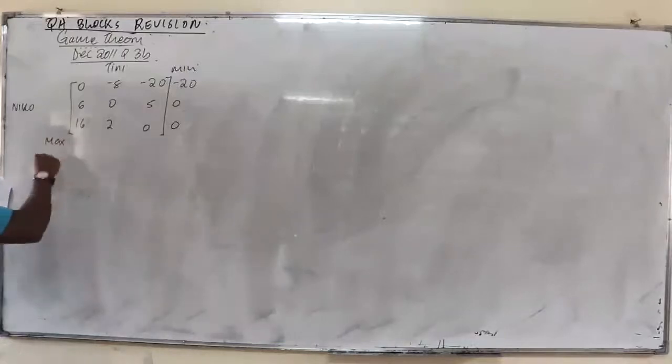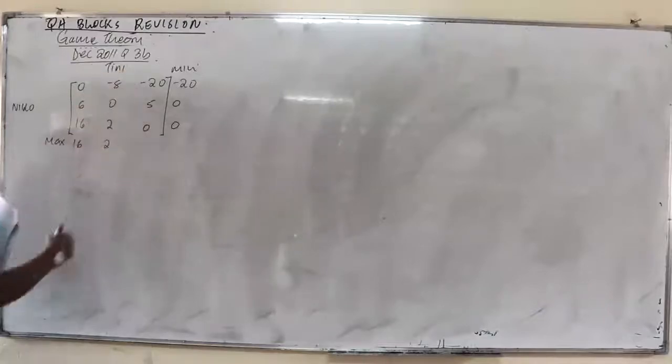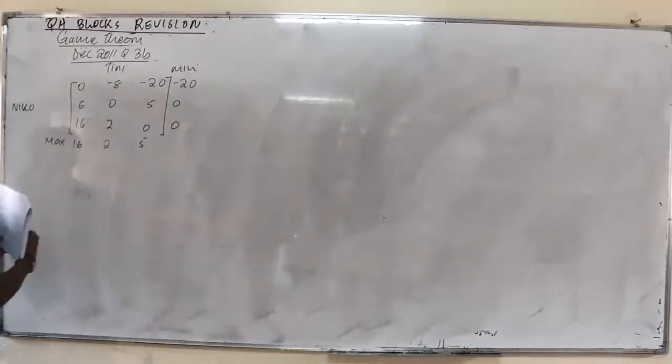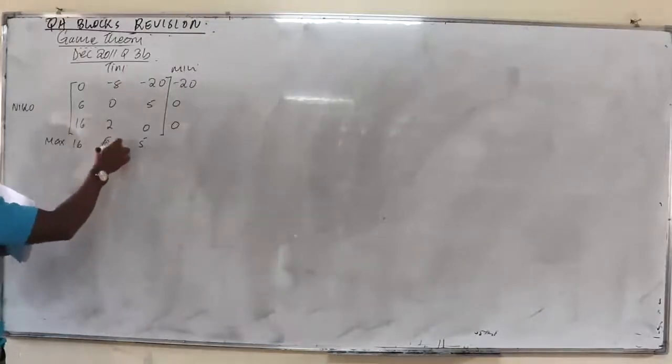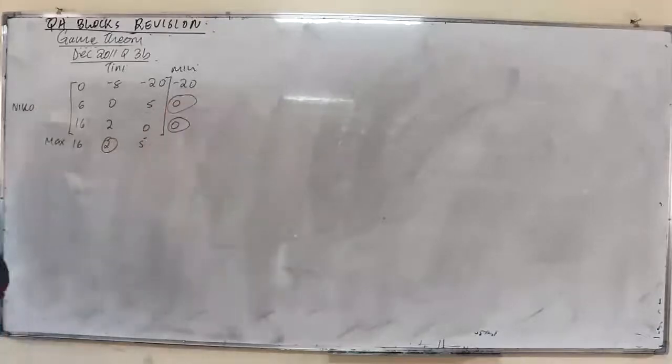Tini, we take the maximum, and here the maximum we have is what? 16. Here we have 2. Here the maximum is 5. Then you take the minimum. The minimum is 2. And here the maximum was 0. You can take any 0. So do you have a saddle point? No, we don't have a saddle point.